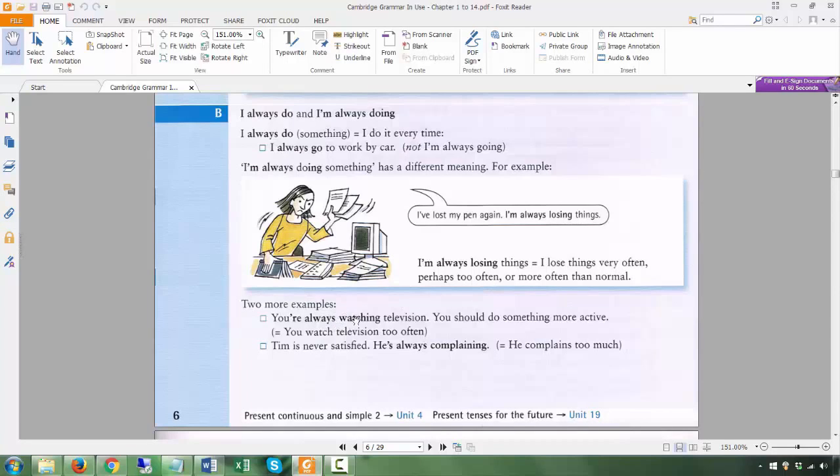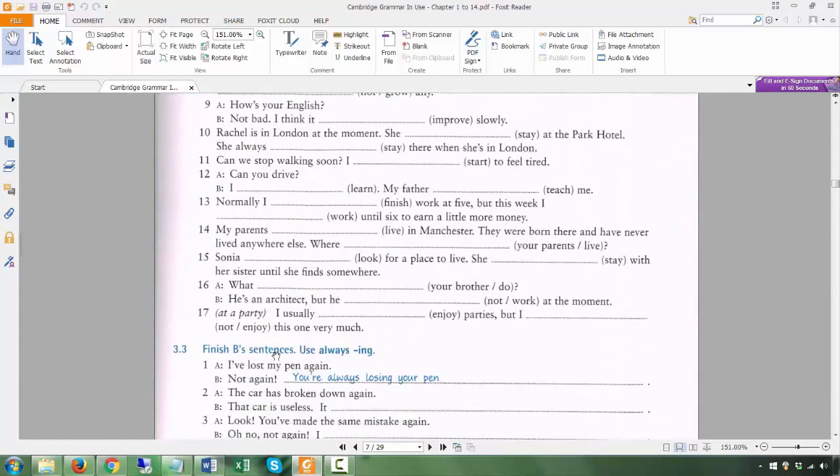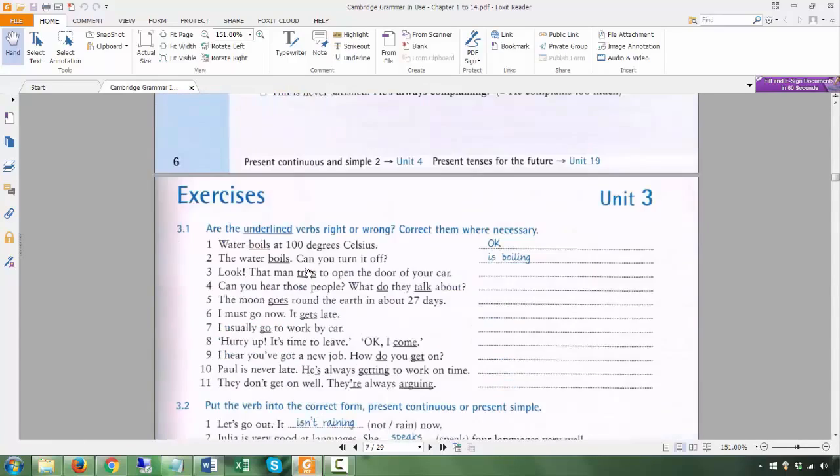All right. Okay, so that is the special meaning, and this is tested here. So anyway, go through this A and B, and then the 3.1. Firstly, they're asking you to read the sentence, the context. Remember, it's very important to read the context, the whole sentence.